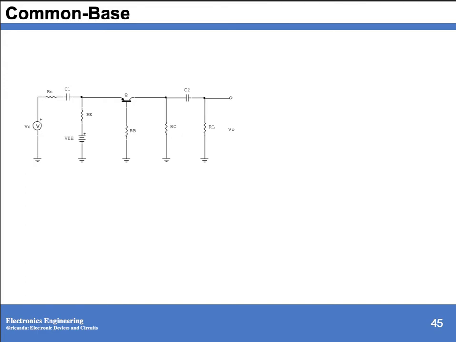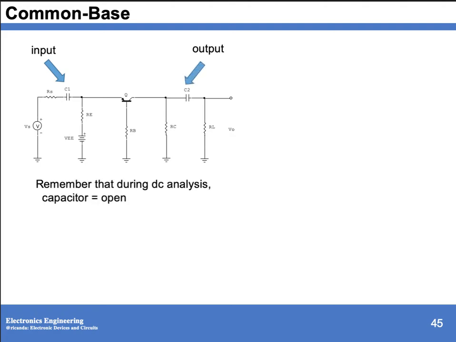Then we have the common base configuration. So this is our common base configuration. We have your input now at your emitter, your output at the collector. So during DC analysis, capacitors are open.